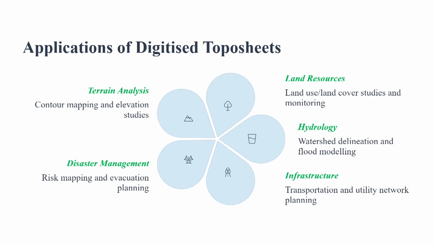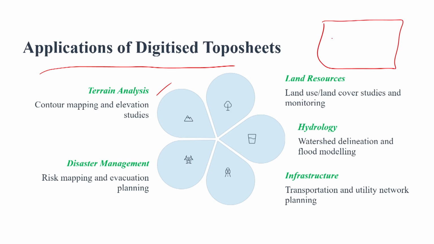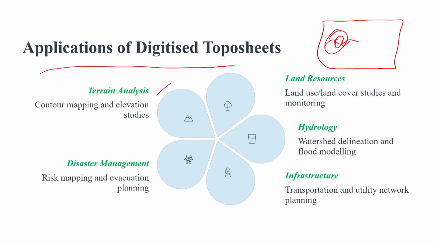So, applications of the digitized topo sheet. First is the terrain analysis. In the topo sheet, the line that represents the same elevation we call a contour. From the contour we can analyze what the slope is, what the elevations are, whether it is a steep slope or a valley. This kind of information we can get after the digitization.